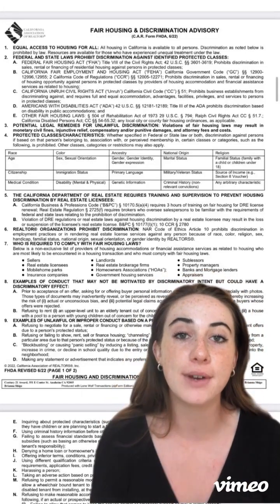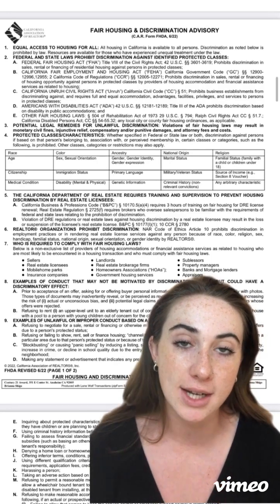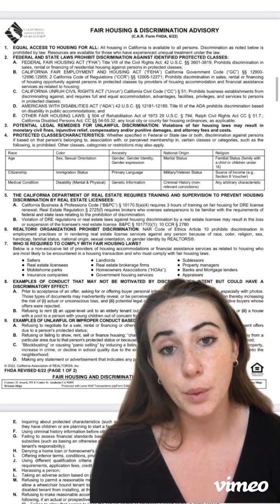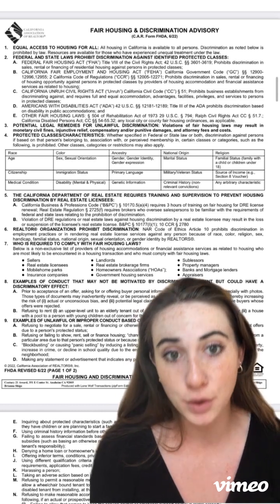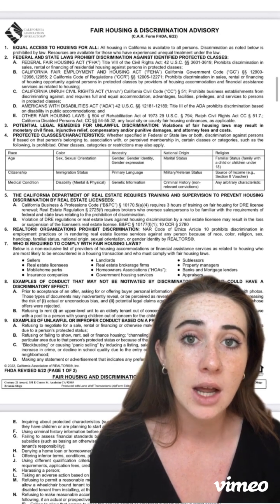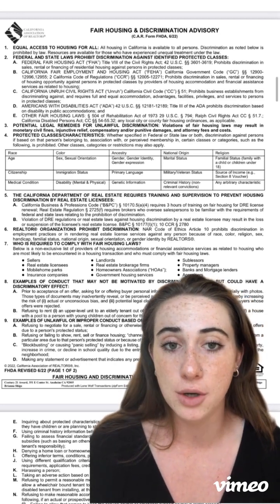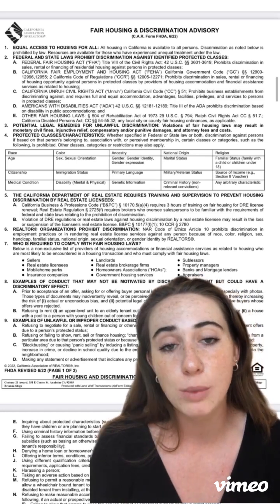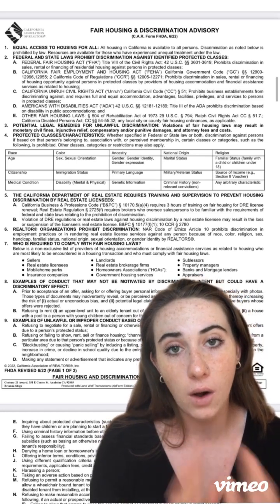Today, still going over the residential purchase agreement, but we're on to the next section, which is the Fair Housing and Discrimination Advisory. So in a real estate transaction, two parties could potentially discriminate against one another and not even realize it. So it's our job as realtors to make sure that everybody has a fair transaction all the way through, and these two pages kind of go over all of that.